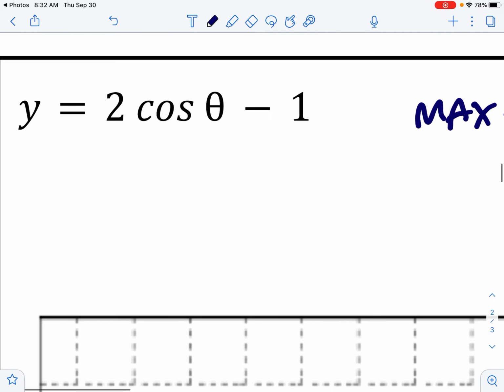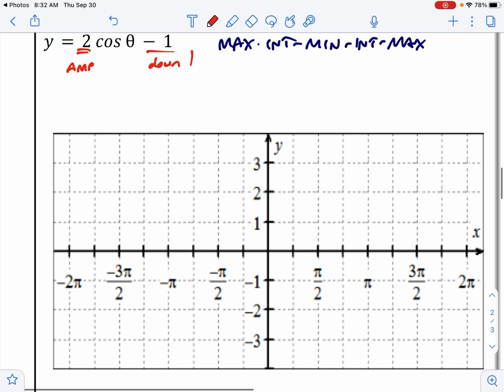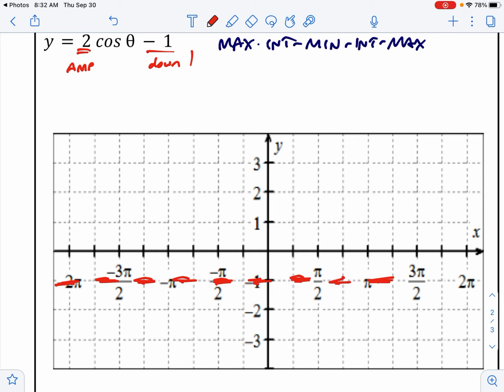So what two transformations do I have here? Looks like I have an amplitude change, and it looks like I have a downshift. What that's going to do is reset my x-axis. So that downshift of 1, I'm going to go ahead and plot that first. That resets the x-axis, my new midline. And then I go ahead and start graphing.